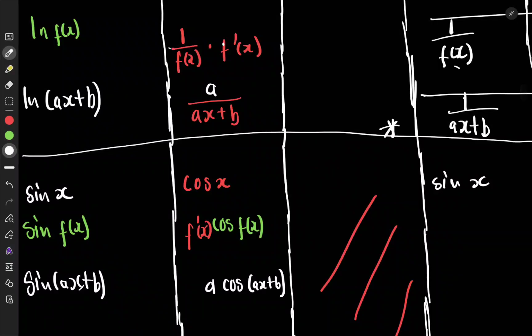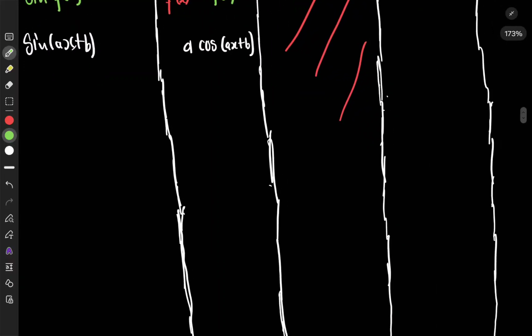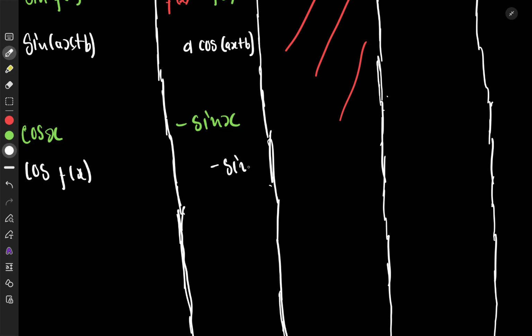So for you to integrate sine x, you are going to take the integral of sine x from your common derivatives table. And let me show you where you take it. You first go to the derivatives of cos. Okay, so what is the derivative of cos x? The derivative of cos x is negative sine x, right? What about the derivative of cos f of x? It is negative sine f of x. The inside doesn't change, right?